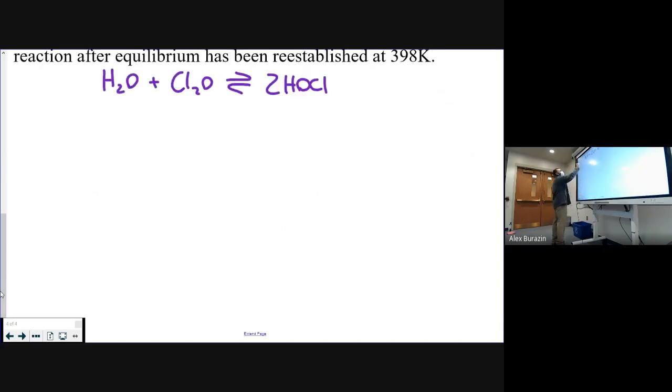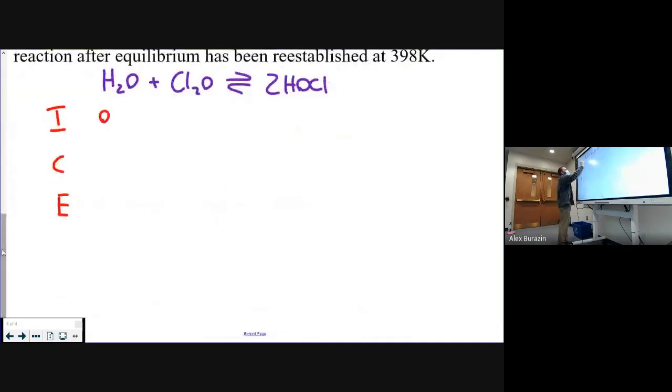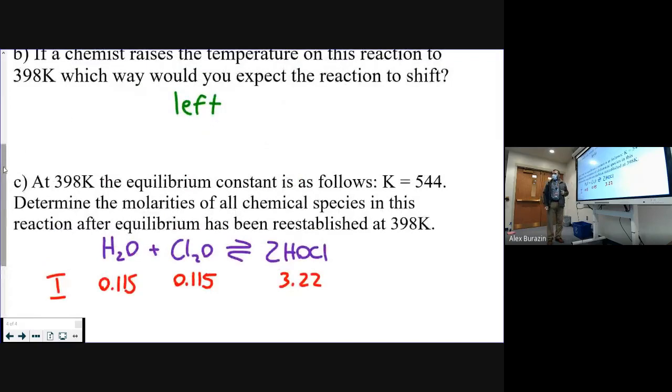Purple and red, that's obnoxious. My initial quantities are 0.115 for my reactants, and 3.22 for my product. In part B, we already decided which way we're going to shift, right? Temp's going up. We're changing the temp from 298 to 398. As a result, we should shift to the left.